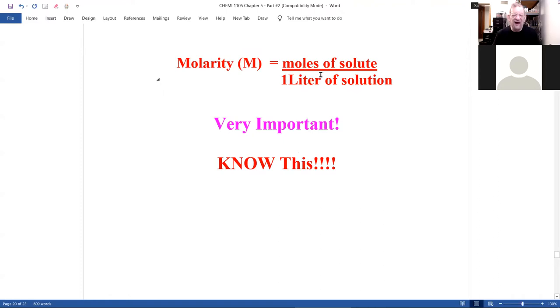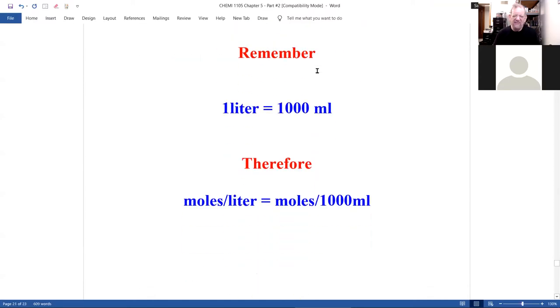Now, by definition, molarity is moles of solute per 1 liter of solution. But in the lab, we don't measure liters. It's easier to measure milliliters, mL. And remember, 1 liter equals 1,000 milliliters. And therefore, if molarity is moles per liter, it's also moles per 1,000 milliliters because of this. And this is the one we will use.